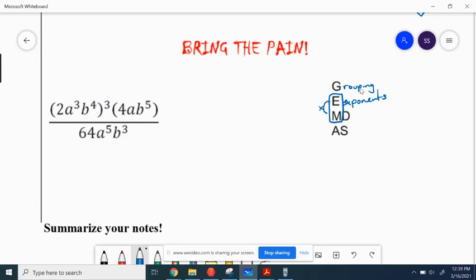the exponent. So I'm going to start by distributing out this 3. This is going to be 2 to the third power. And then a, 3 times 3 is 9, a to the ninth power. And then b to the 3 times 4, that's 12. All right, so I've done that. Now I'm just going to raise up this part here. I'm going to do times 4a b to the 5th.